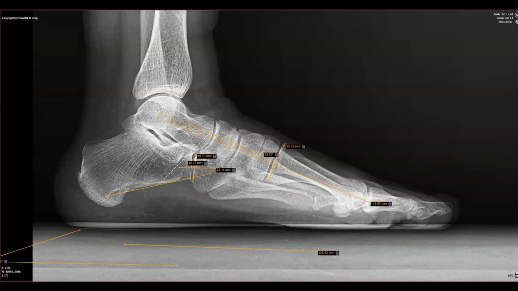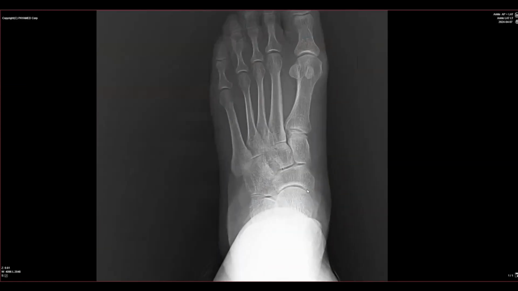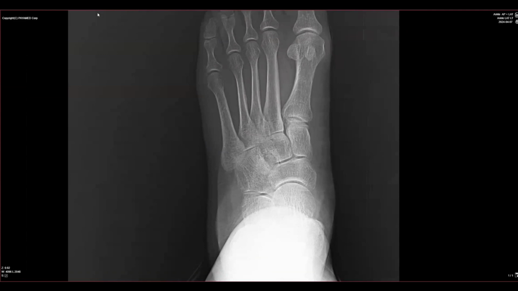Let's move on to a frontal image. Now we're on the left, so let's bring up the left. And what we can do in this image is we can appreciate the first metatarsal talar axis, or the talar first metatarsal axis. Looking at the talar head, we want to understand where we would get the bisection of the articular surface and draw a perpendicular line to that.